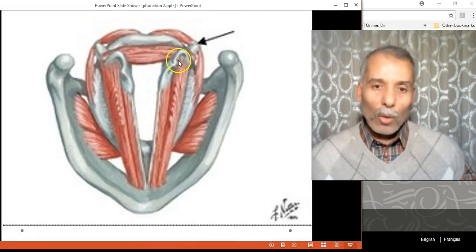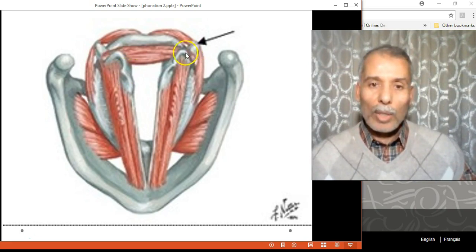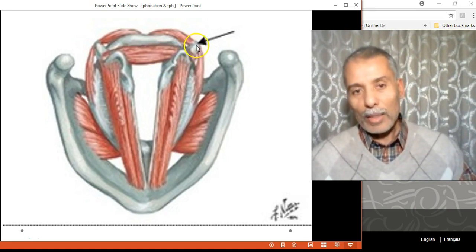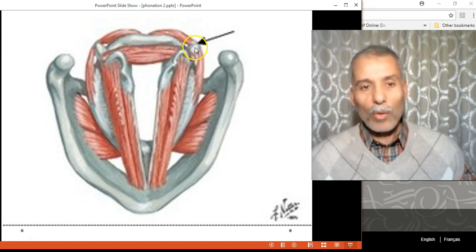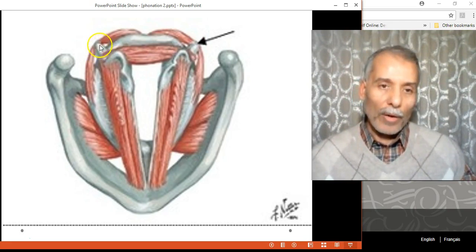Okay, so one is here and one is here. So now the arytenoid, like I said, has a pyramid shape. On the side here, that is one side of the arytenoid. This is one side of the other arytenoid. That is the muscular base.